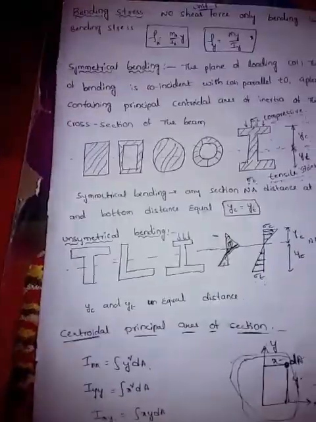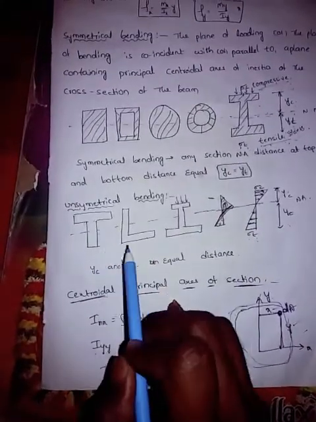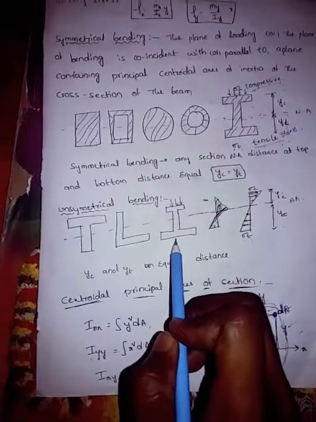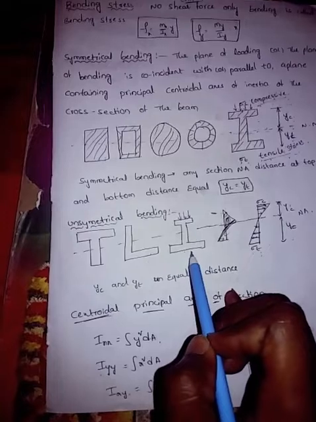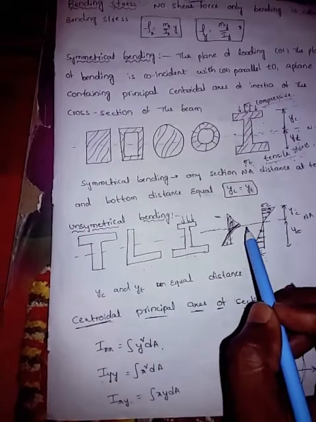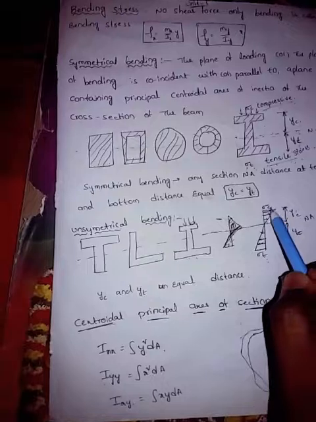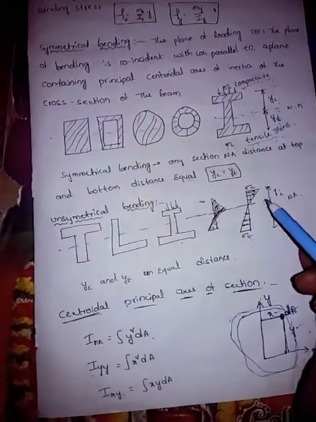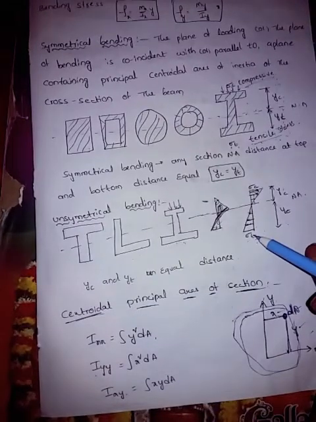Next is unsymmetrical bending. Examples of unsymmetrical bending are a T section, an L section, and an I section with unequal flanges. The center line is the neutral axis. This type of section also acts under a compressive load. Above the neutral axis it forms compression, and at the bottom tension.